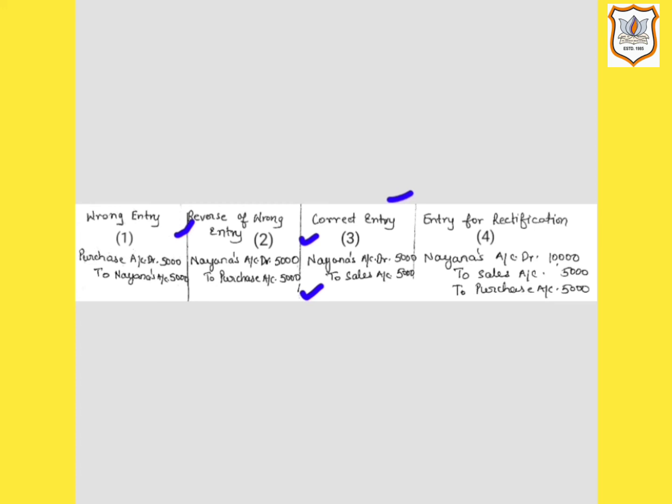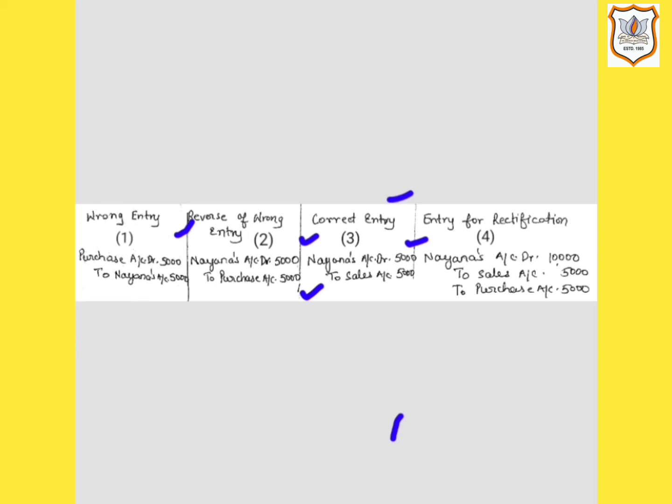What would be the correct entry for this? Here, as it is given in the question that goods of rupees 5000 sold to Naina is recorded in purchase book by mistake. So as it has been sold to Naina, that means Naina is the receiver. So according to the rule of personal account, Naina's account should have been debited. So correct entry should be Naina's account debit by rupees 5,000.